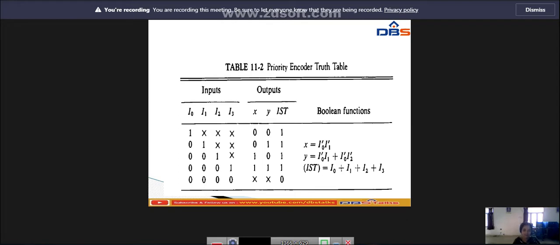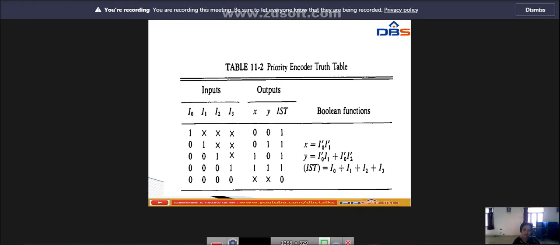So these are the conditions. I0 is the highest priority. After I0 becomes 0, I1 becomes the highest priority. After that, when those are zeros, I2 becomes 1, and so on, until all become 0.